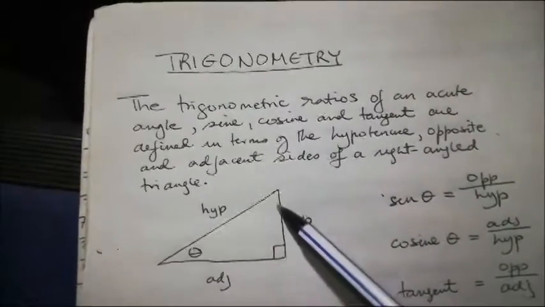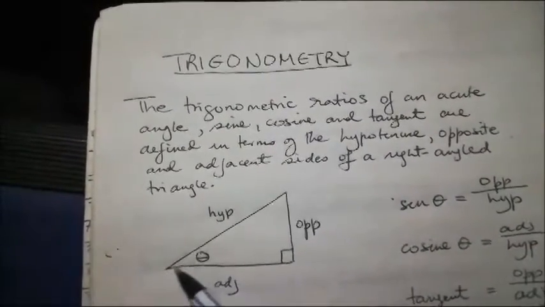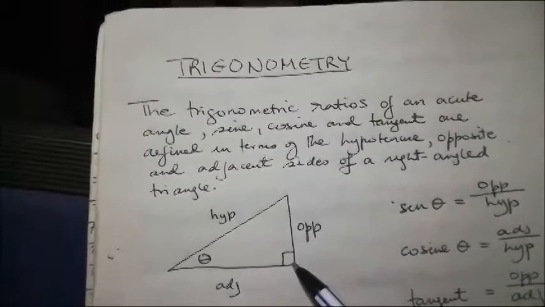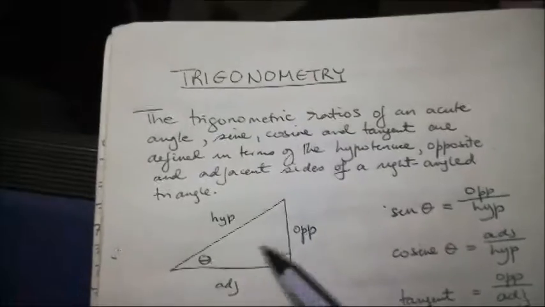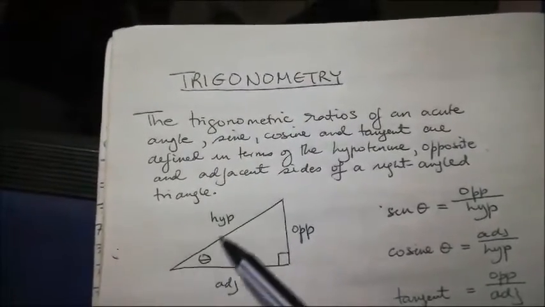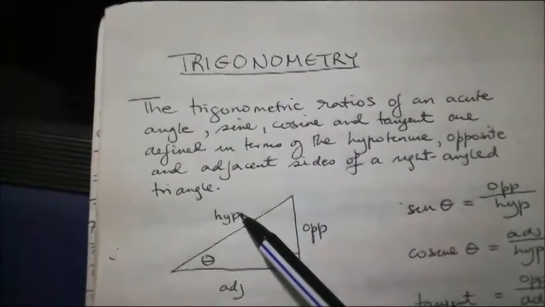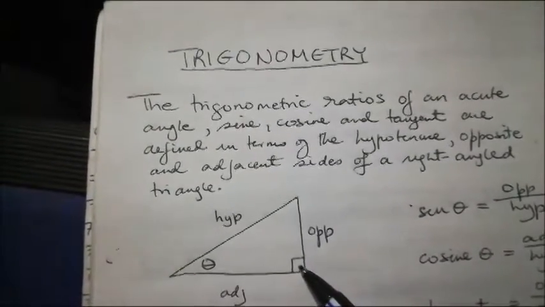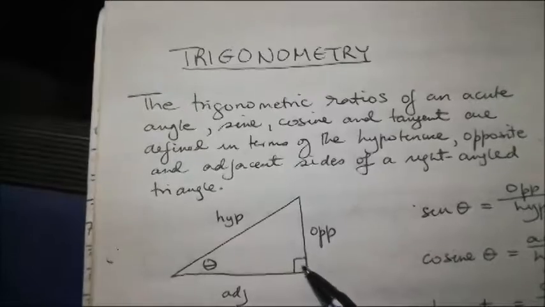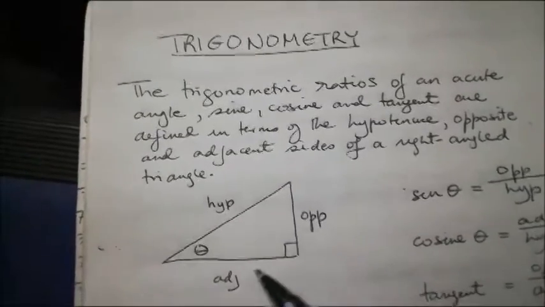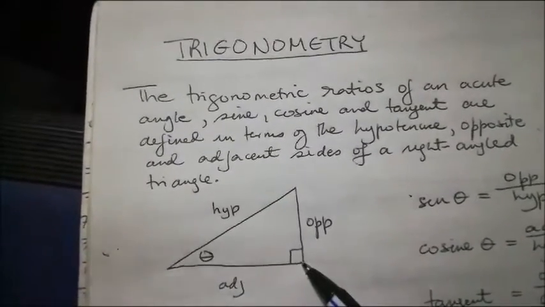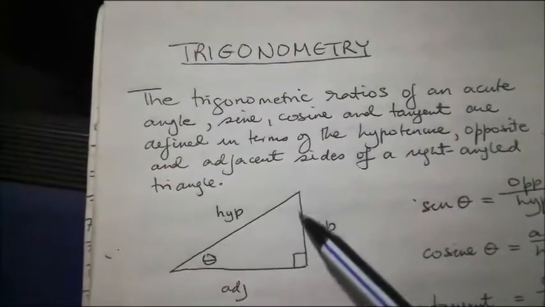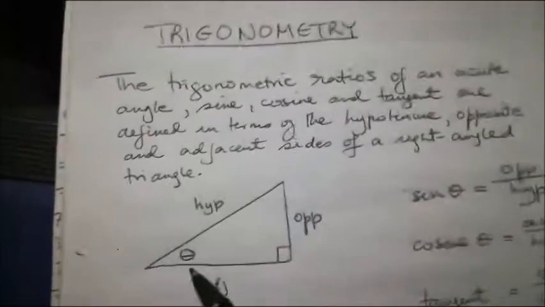This side is perpendicular to this side, which means that these two sides are at right angles to each other. So in this right angle triangle, the longest side is called the hypotenuse, and it is opposite the right angle, which is 90 degrees. The next longest side is the adjacent, and this is the opposite side to this angle, which is known as theta.